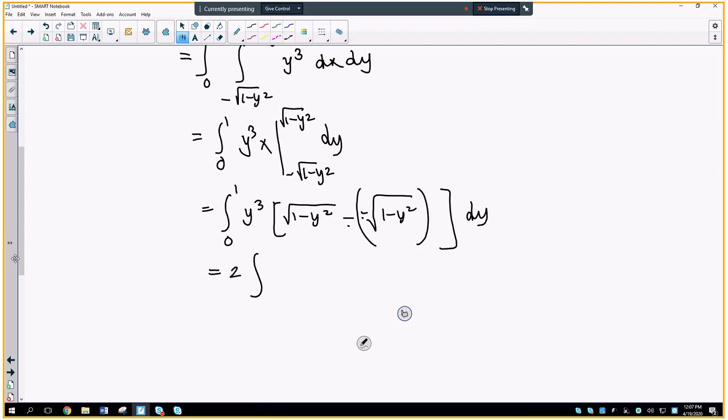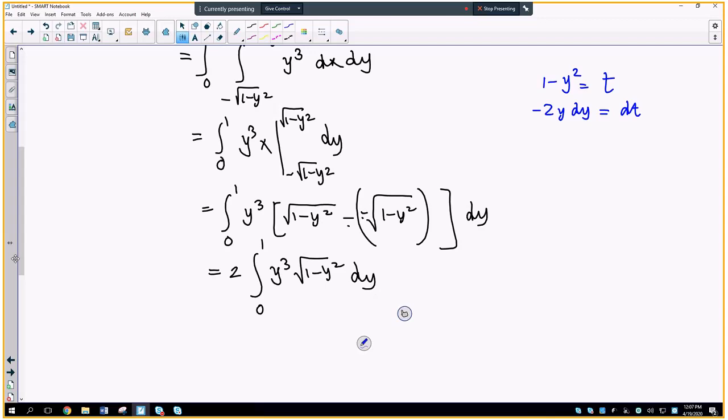And this integration becomes y to the power 3 square root of 1 minus y squared dy. And this is clearly a very known integration to us. We're going to do a substitution, and this time the substitution is going to be 1 minus y squared is equal to, say, t. So first realize that negative 2y dy, when the derivative is taken with respect to y, is going to be dt.